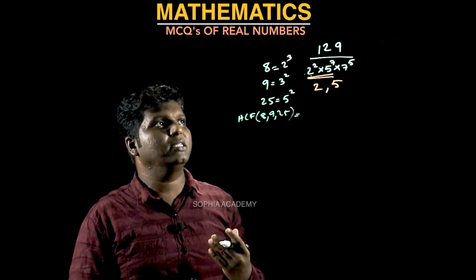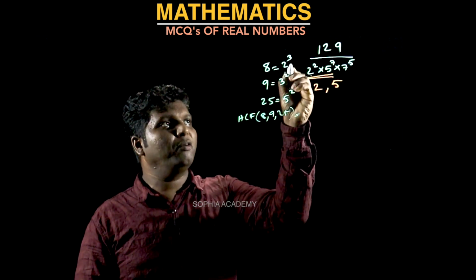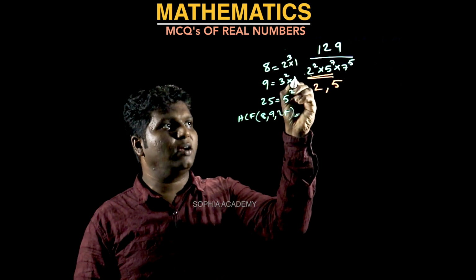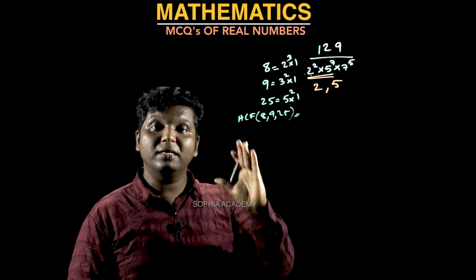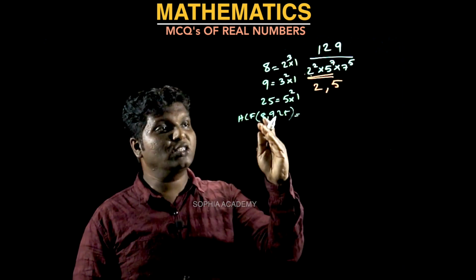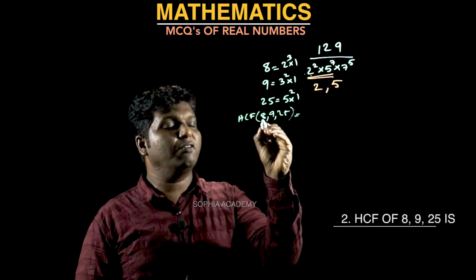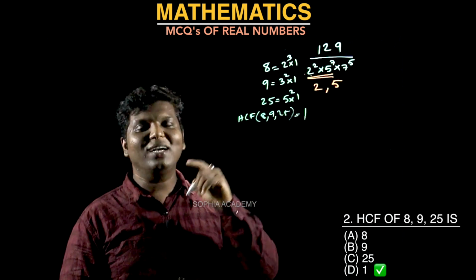But obviously here you can see there are no common factors. So in this case, as there is no common factor, we can introduce 1 in every case, right? Because any number multiplied by 1 is the same number itself. So we can say 1 will be common. As 1 is common, definitely we will say the HCF of 8, 9, and 25 is 1 itself. So option number 4, 1 is the answer.